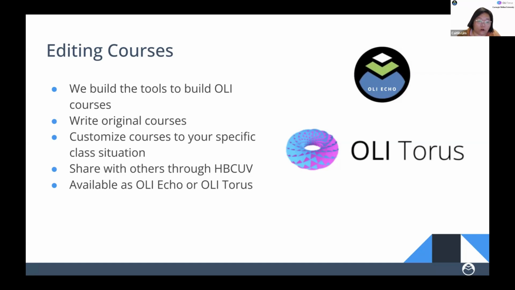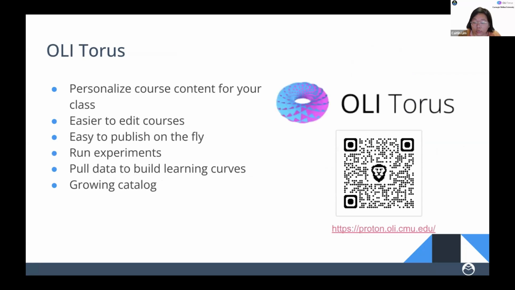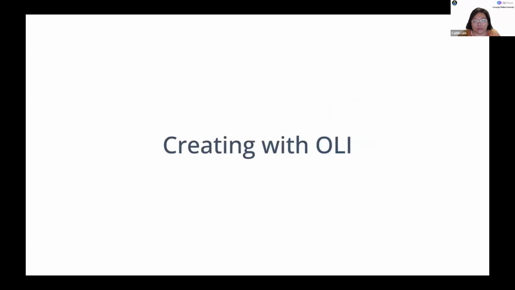And you can do this all through our platforms, which are called OLI Echo, our legacy system, and OLI Taurus, which is the next generation of educational technology. So I shared a Taurus link with you earlier. Taurus is an all-in-one platform where you can design and teach courses online. You can personalize classes to suit your needs, and they're very easy to edit and fix anything that needs to be fixed, such as typos. You can even push these through. Let's say you notice a typo today, you can have it fixed for all your students in like 15 minutes.